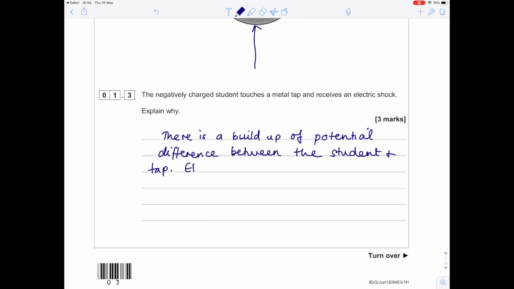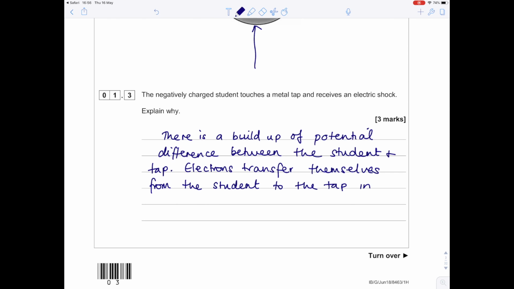So we need to say that the electrons, just like the previous question, transfer themselves from the student to the tap in order to earth themselves and remove excess charge.